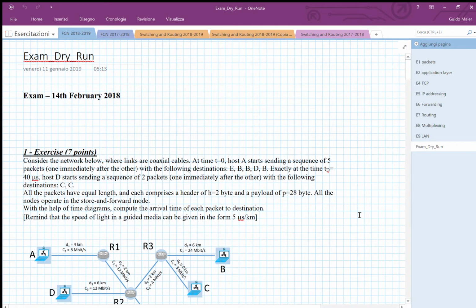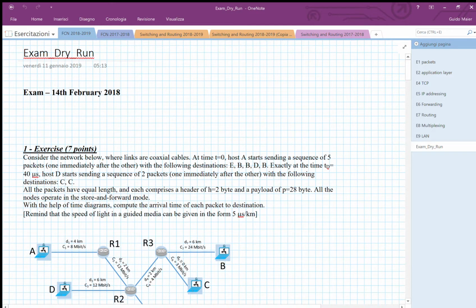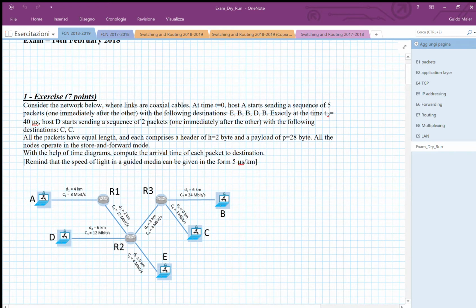Okay, so we can start by looking at the first exercise of the text. The text was given last year in February, and the first exercise is about packet transmission. There is a network with a simple topology, and we have a set of hosts A, B, C, D, and E, and 3 routers, R1, R2, and R3.